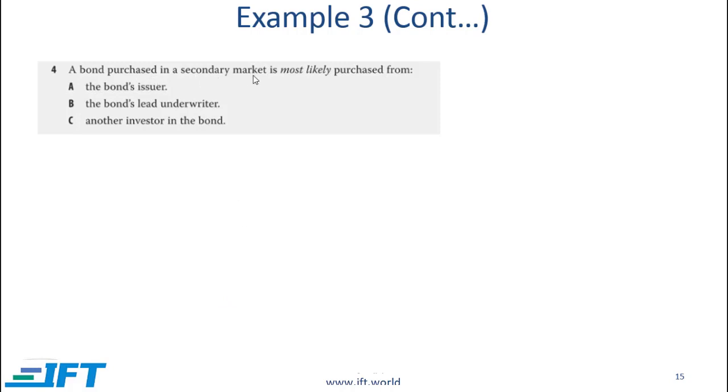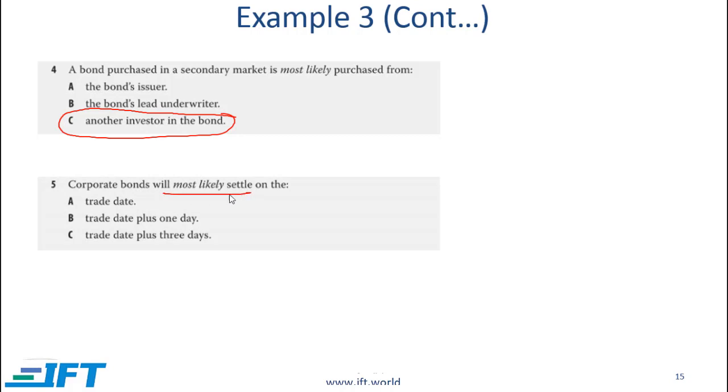A bond purchased in a secondary market is most likely purchased from whom? The issuer, lead underwriter, or another investor in the bond? Here the answer is C. Both A and B apply in the primary market. And just to make sure you understand this, in the primary market we talked about different methods. If we have a best effort offering, then the investment bank is simply a broker and the investor will buy from the issuer. In the case of an underwritten offering, the issuer sells to the underwriter and then the underwriter sells to the investor.